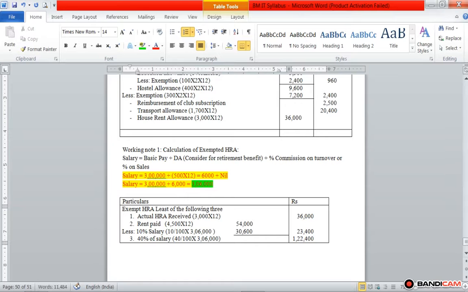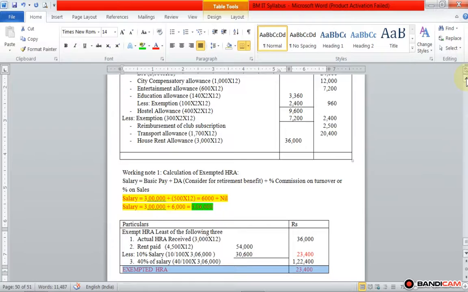Now we compute the exempted HRA very easily. Whichever is the least of the three is the exempted HRA. So here the least value is rupees 23,400, and that 23,400 is the exempted HRA. Got it? So deduct this value from the HRA received.